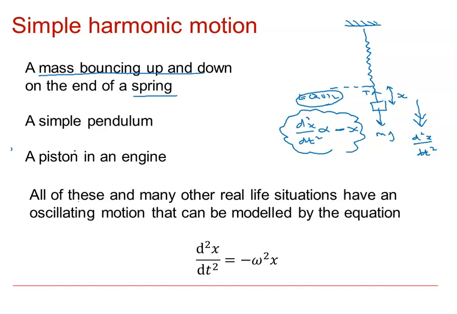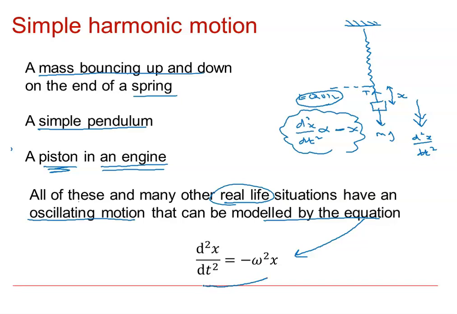We get a similar effect if we look at simple pendulums, and if we look at something like a piston inside an engine. The piston is always being forced back to the equilibrium position by the small explosions within the chamber. So all of these and many other real life situations can be modelled as an oscillating motion using the equation d2x by dt squared is minus omega squared x. There we can see the acceleration is proportional to the displacement and it's in the opposite direction to the displacement.